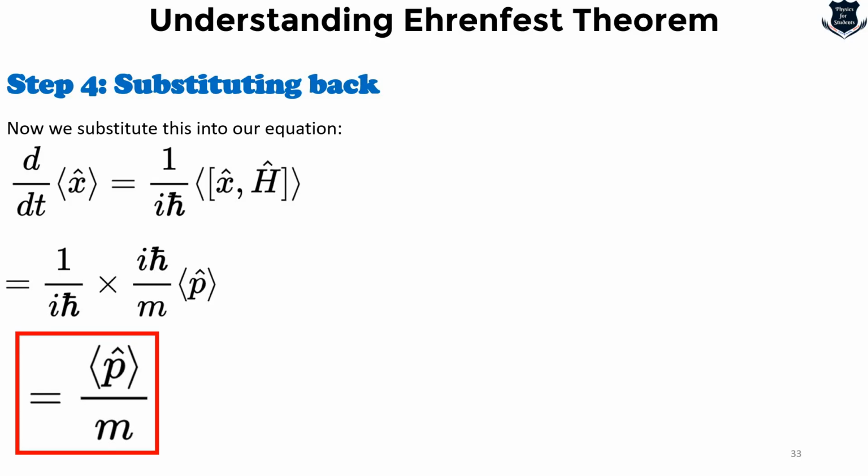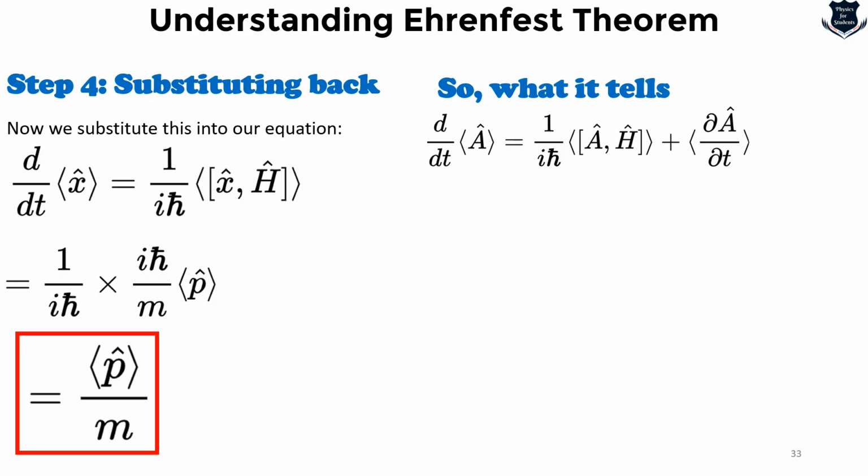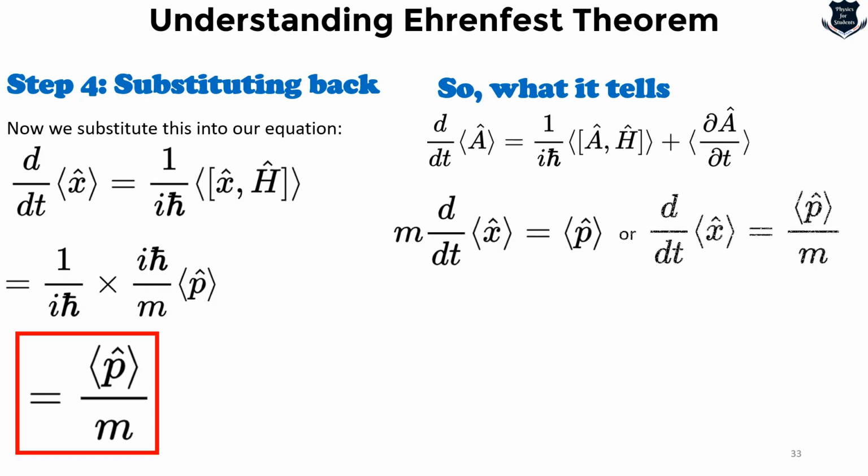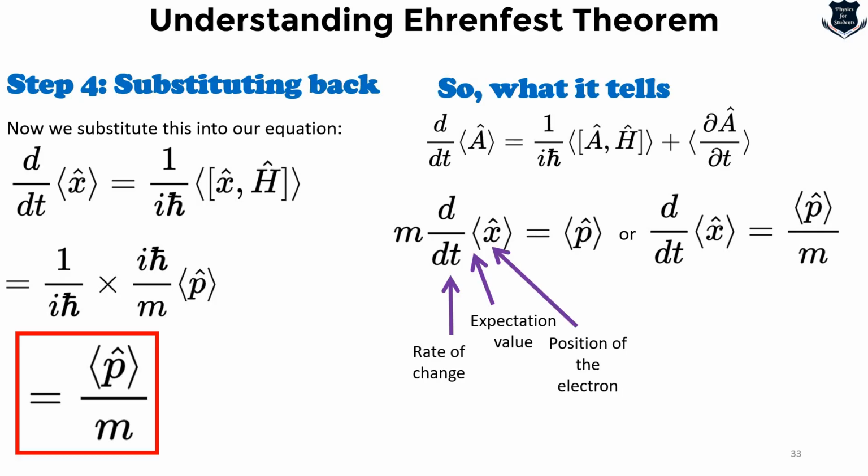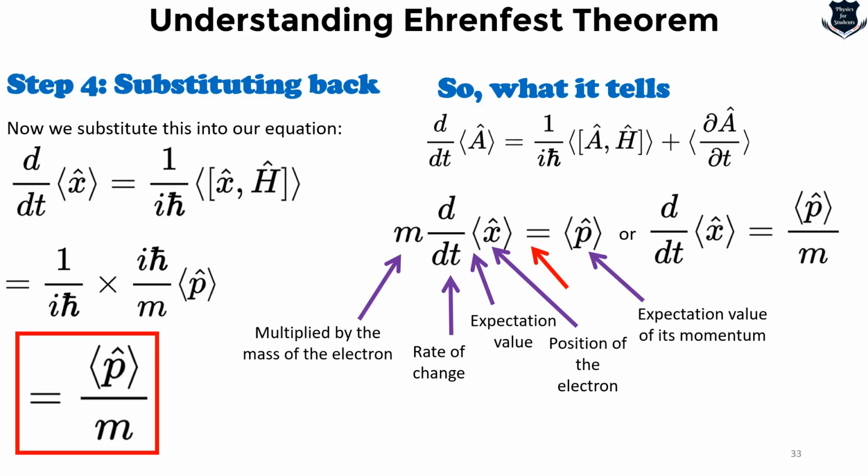Now this one, which I have just highlighted in a red box, is important. Why it is important is what it tells us. You can see that it is now equal to the classical momentum part. So what we get after all those steps, step 1, step 2 and so on, is that the rate of change of the expectation value of the position of our electron, multiplied by the mass m of the electron, is equal to the expectation value of its momentum.